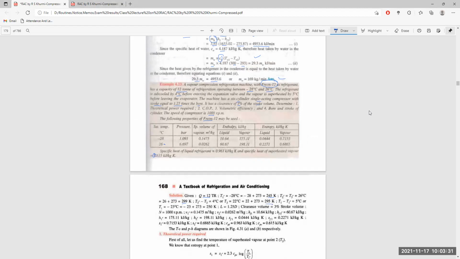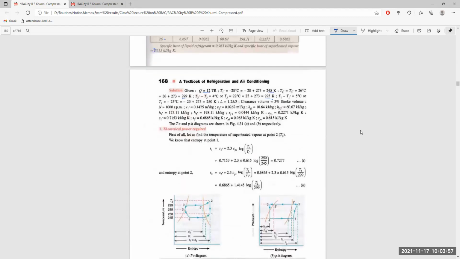T1 minus T3 dash is 5 degrees centigrade, or T1 is minus 23 degrees centigrade, which is initially 26 minus 26 plus 3, that is minus 26 plus 3 is equal to minus 23 degrees centigrade. So minus 23 plus 273 is equal to 250 degree Kelvin itself. So thus we have got all these temperatures here.